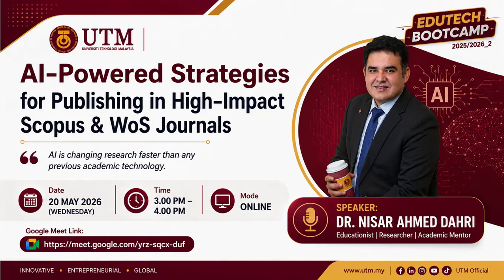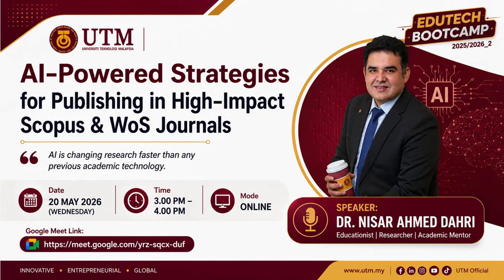This is very important for publishing, because I have published many papers in highly indexed Web of Science and Scopus journals. What strategies have I used? Nowadays AI is changing research faster than any previous technology. If you compare working as a research scholar five years back, the way we were searching the literature and doing the research has totally changed.